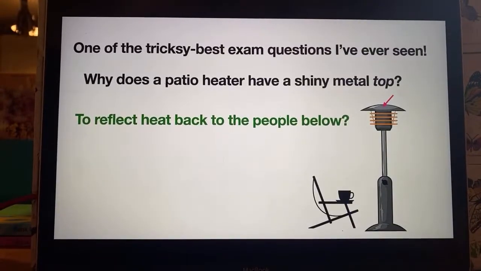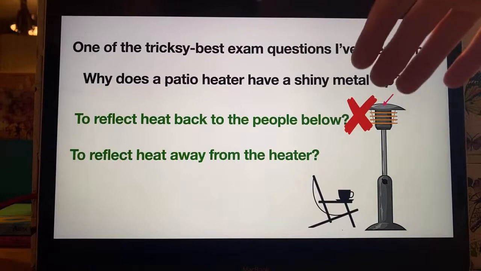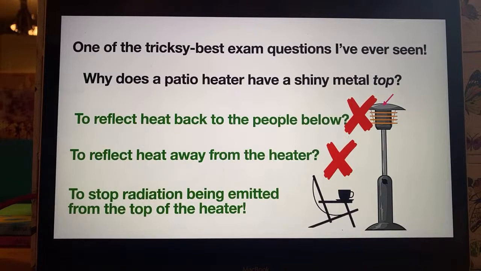Some people thought, no, that's definitely not right. So they wrote things like to reflect heat away from the heater. Maybe so that the sun bounces off it. But obviously that's not right either. And have you got it? Because teachers like me were constantly teaching people, shiny things are very good reflectors of infrared. And what a lot of us forgot to say is that if something is a very, very good reflector, it's a bad emitter and absorber.